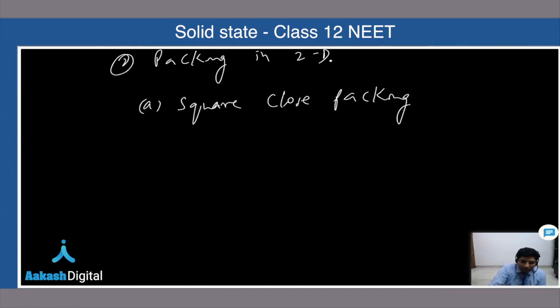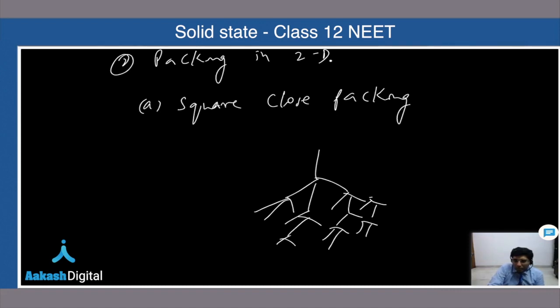What is this? What is this? Diamond. Very good. Each carbon atom is attached to how many atoms? 4. What about the last atom?